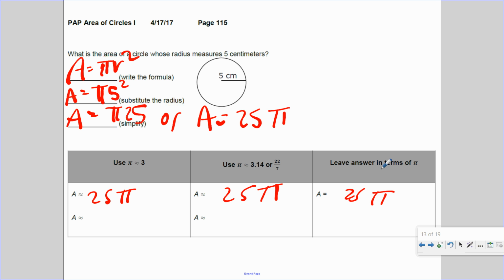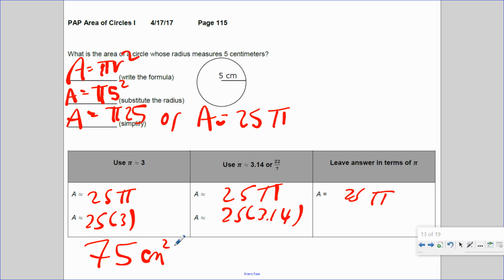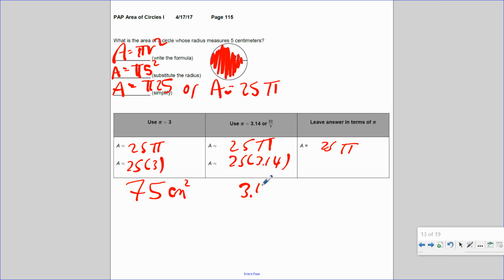So we're done. Can you replace pi with 3? Can you replace pi with 3.14? What's 25 groups of 3? 75 centimeters squared. That's the area of the circle. Again, area is the inside part of this. So what is 3.14 times 25? I believe the answer will be a smidgen more than 75.